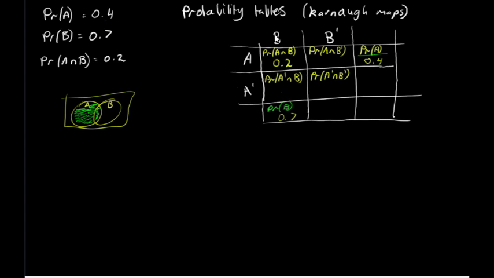Each row and column has to add up to these bits here, and overall the rows or the columns have to add up to 1. So 0.4 plus something has to be 1, 0.7 plus something has to be 1. So let's do those to start with. 0.4 and 0.6 give me 1. 0.7 and 0.3 gives me 1.